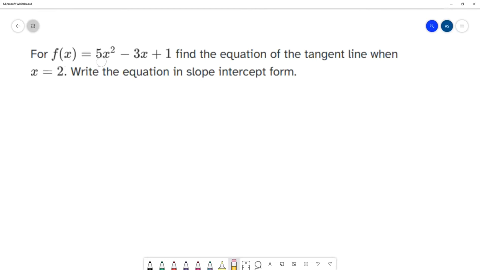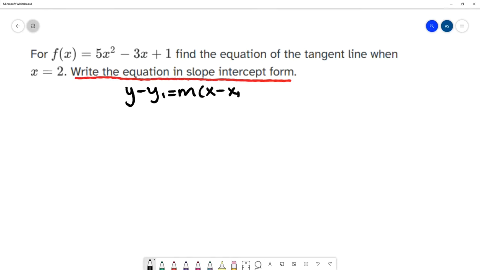For f of x equals 5x squared minus 3x plus 1, we want to find the equation of the tangent line when x equals 2. And we want to write the equation in slope-intercept form. So a couple things that we need to keep in mind is that we can use algebra to write an equation of a line, and we're going to use y minus y1 equals m times x minus x1.